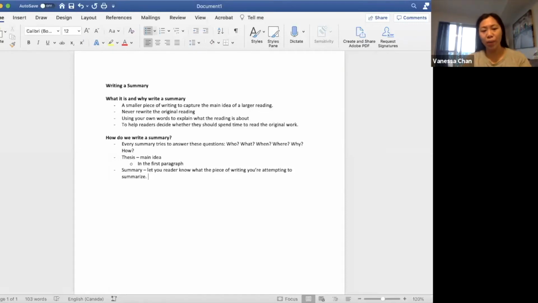This is who it's written by. This is the general plot line of the story. So everything I'm going to write after this first paragraph is going to be talking about Charlotte's Web. You're letting the reader know exactly what you're going to be talking about.